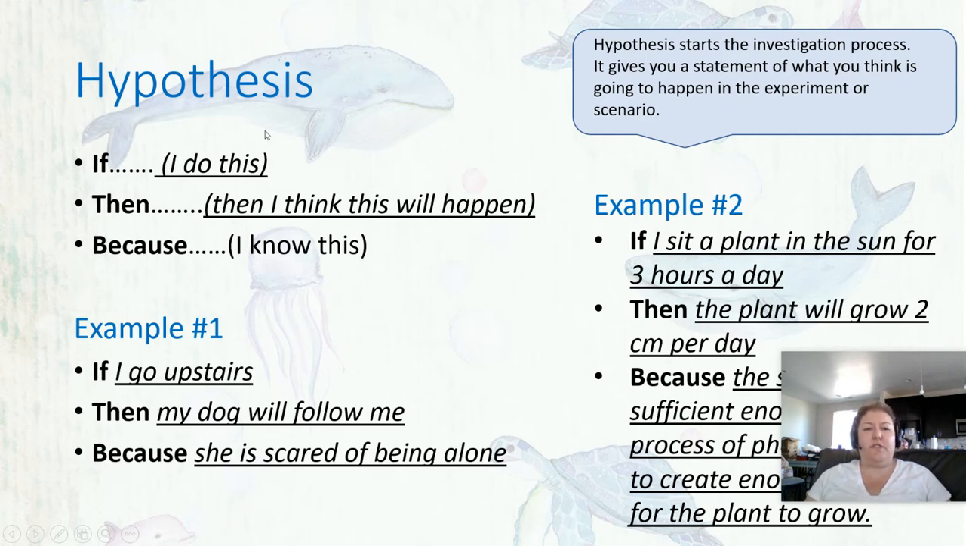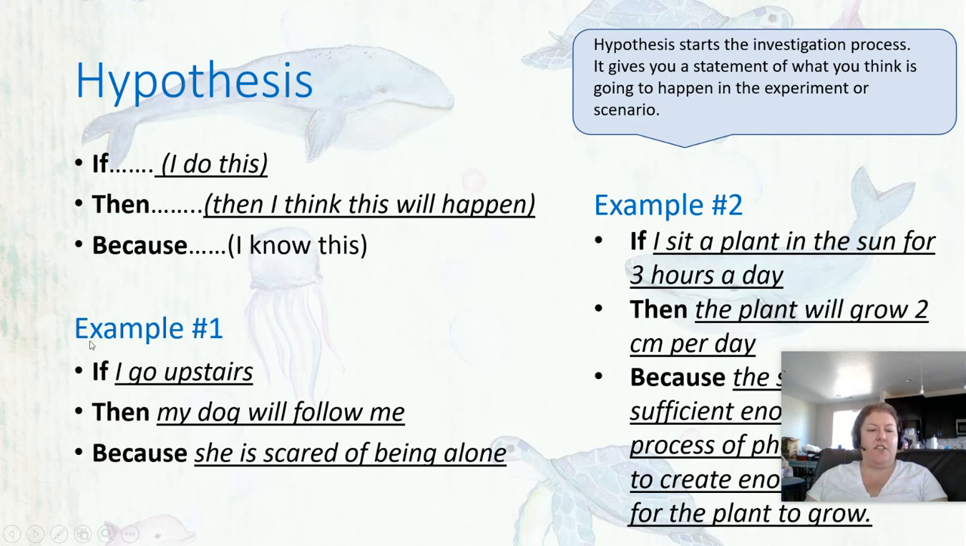We do not use the hypothesis in our conclusion. The hypothesis is what we're trying to prove or disprove. So this is our very starting thing. Before we start an experiment, we can come up with what we're going to do, how we're going to do it, and why we think it's going to work. So that's what a hypothesis is.